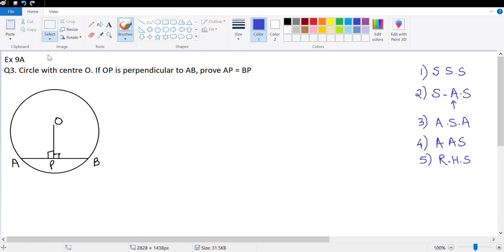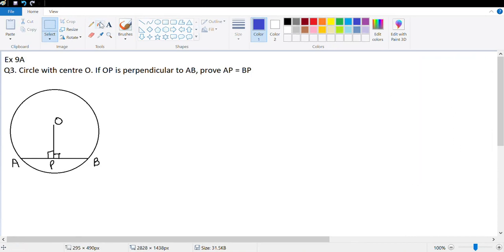Let's look at some questions now which were given as homework. Okay, the first question for homework was question number 3. It says circle with center O. If OP is perpendicular to AB, prove AP is equal to BP. Now let's join OA and OB. So what basically we need to prove is triangle AOP and triangle BOP are congruent. That will help us prove AP is equal to BP using CPCTC.